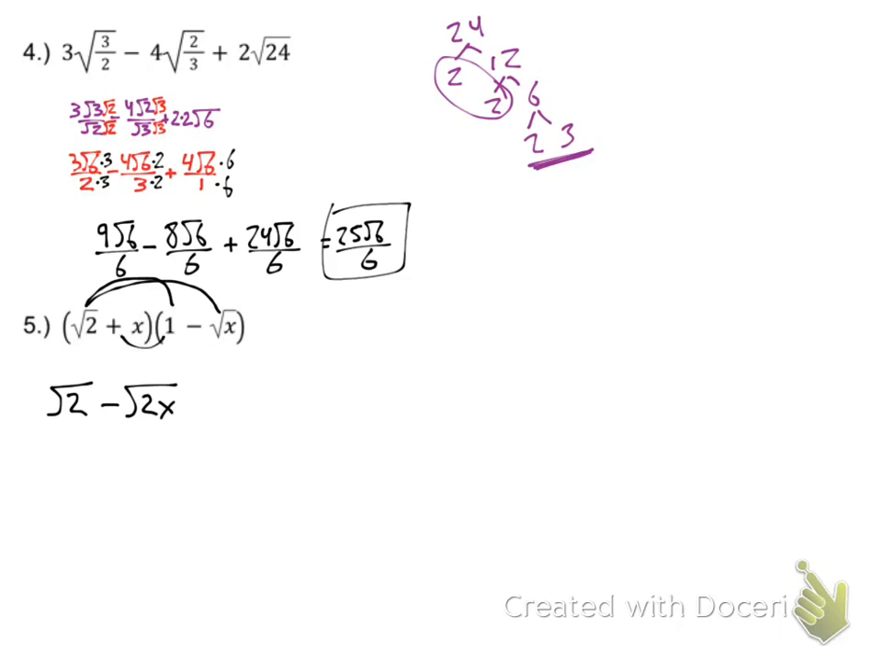X times 1 is 1x. And x times a negative square root of x. A positive times a negative again is negative, and that's x square root of x. Guess what? That is done. You are done with that problem.